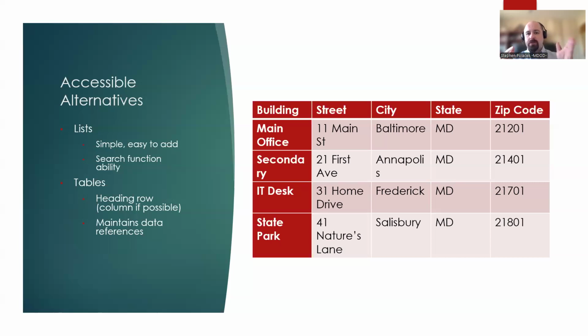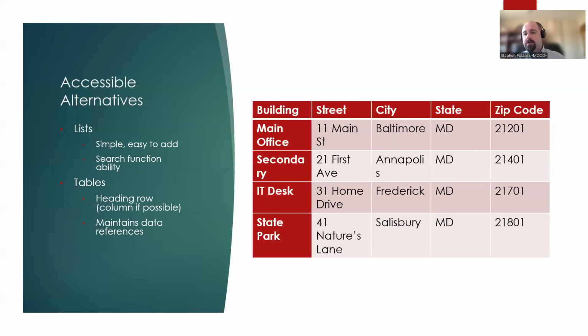Your top row is building, street, city, state, zip code. If I go down to the final entry under zip code, if I was using a screen reader, it would read 21801, then zip code for the column, and then state park for the row. So it communicates the headings to the user because it's formatted and programmed correctly.